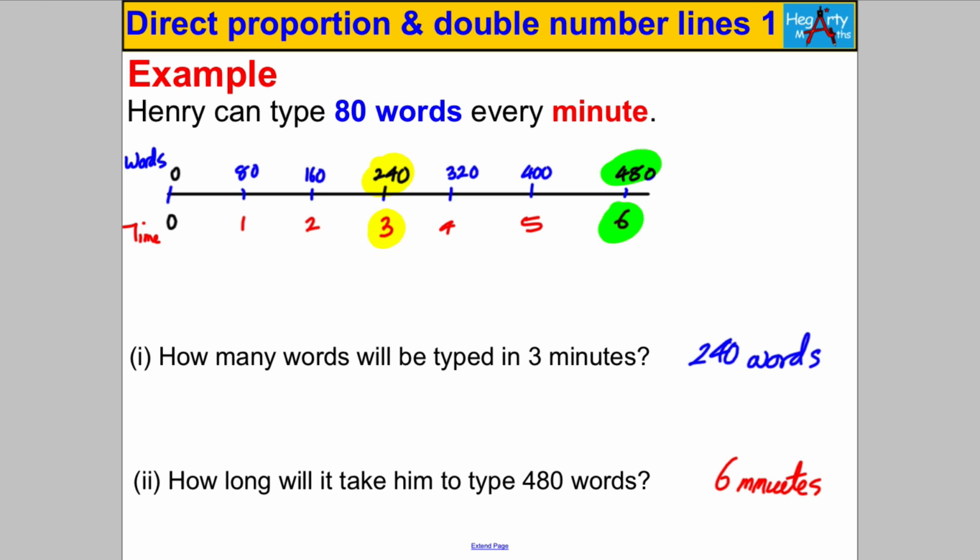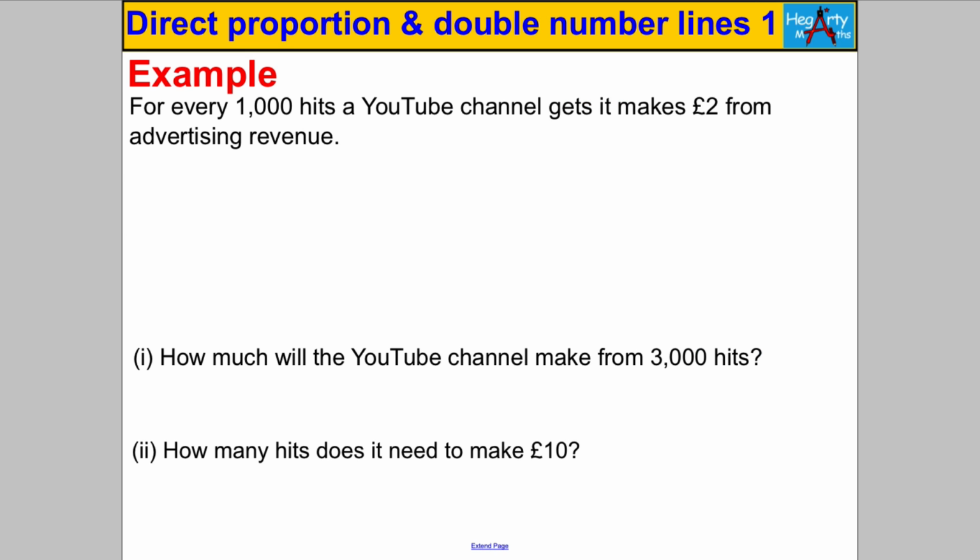Okay, and the last one, pause the video, have a go. Okay, for every 1,000 hits a YouTube channel gets, it makes £2 from advertising revenue. Answer the following questions. I'm just going to quickly draw a double number line for this. Okay, the top things I'm going to call them hits on YouTube, and the bottom one I'm going to call it pounds, how much money I make.